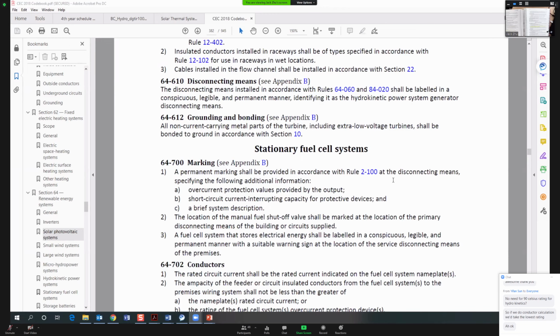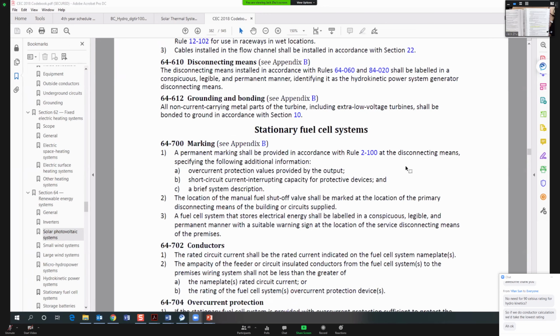Stationary fuel cell system. Marking: permanent marking shall be provided with Rule 2-100 at the disconnect means. Specify the following additional information. So 2-100 will ask you to have a certain marking on the disconnect means, but you also have to add the overcurrent protection value and the short circuit current interrupting capacity of the protective device.